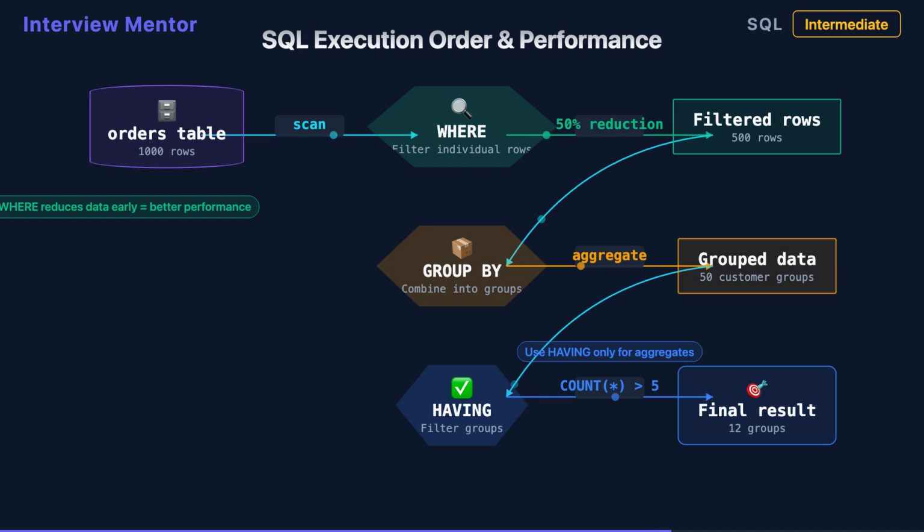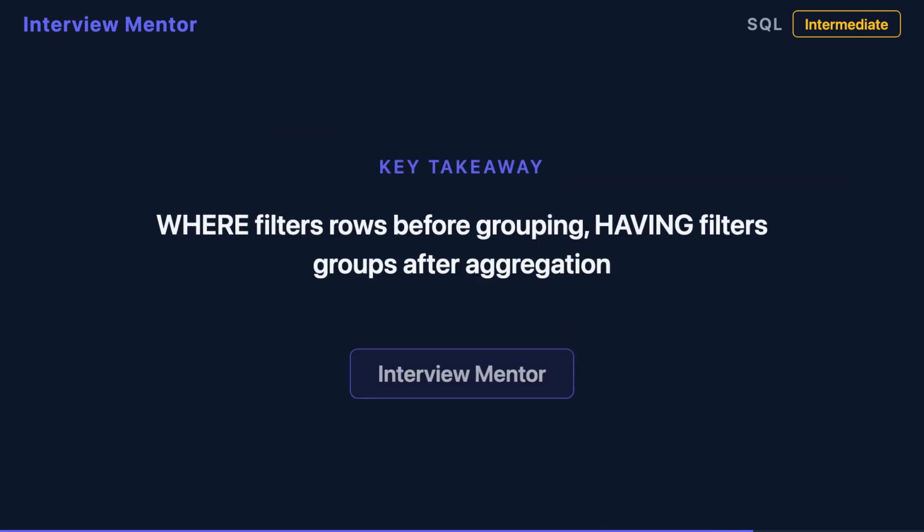This also impacts performance. Using WHERE when possible is preferred because it reduces the dataset before the expensive grouping operation. Only use HAVING when you need to filter on aggregate results. Remember, WHERE filters rows before grouping, HAVING filters groups after aggregation. Master this distinction and you'll write cleaner, faster SQL.